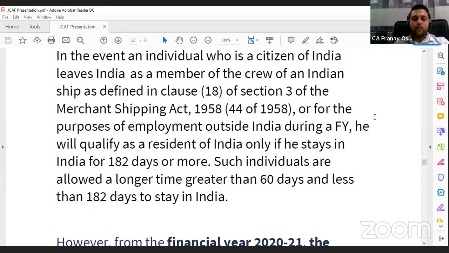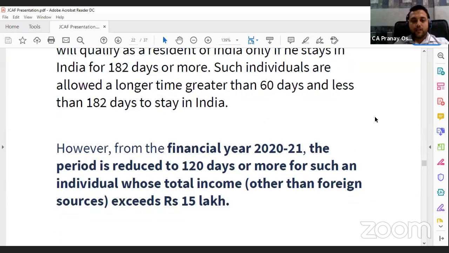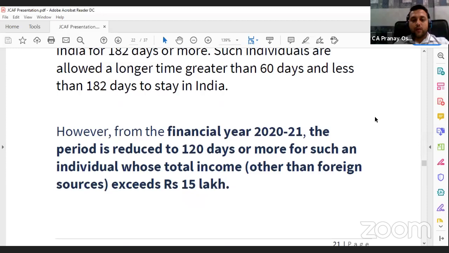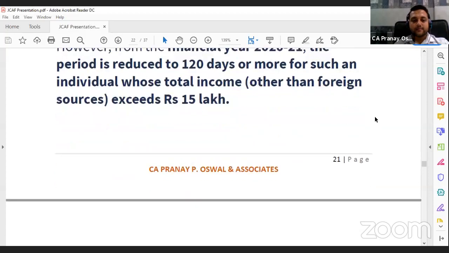Such individuals are allowed a longer time, greater than 60 days and less than 182 days, to stay in India. However, from the financial year 2021, the period is reduced to 120 days or more for such an individual whose total income other than foreign sources exceeds rupees 15 lakhs.